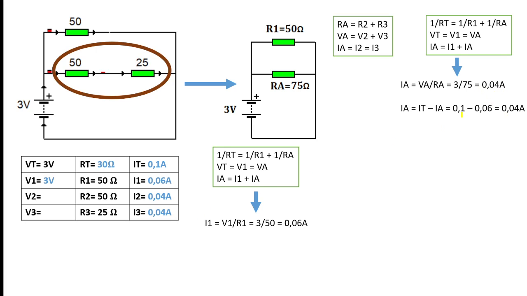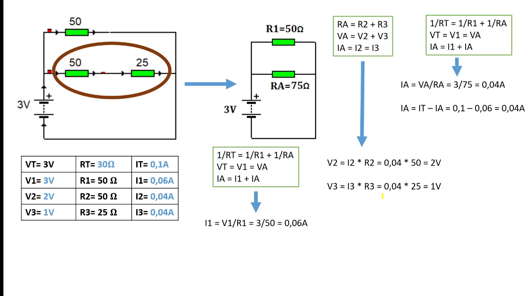And now that we have intensity A, we also have intensity 2 and 3. So we can just apply Ohm's law to find voltage 2 and voltage 3. So the formula, Ohm's law for voltage is intensity multiplied by resistance, so intensity 2 multiplied by resistance 2 equal to 0.04 multiplied by 50, which is 2 volts, and the same with voltage 3. Intensity 3 multiplied by resistance 3 is equal to 1 volt, and that will be the final answer.